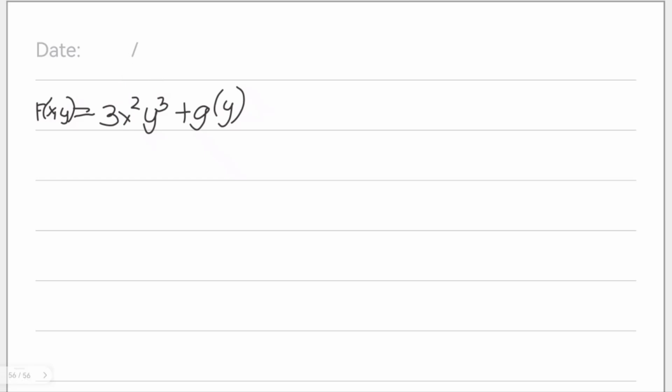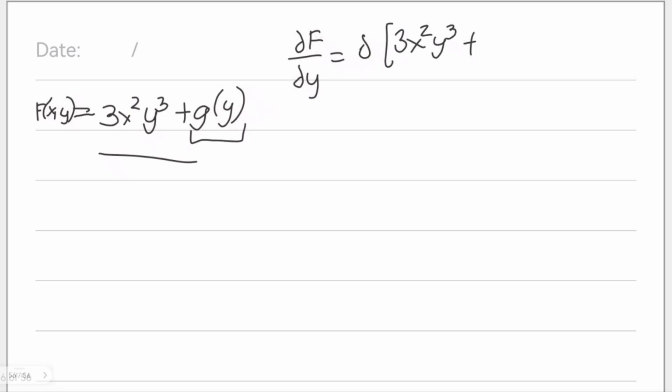The point here is we will be solving for this, so that it would be an expression with y alone. So we'll have here the partial derivative of f with respect to y. This is actually the partial derivative of 3x squared y cubed plus g of y with respect to y, so we are going to take the derivative of this function with respect to y, treating x as a constant.